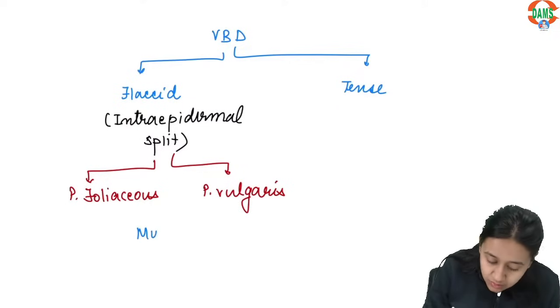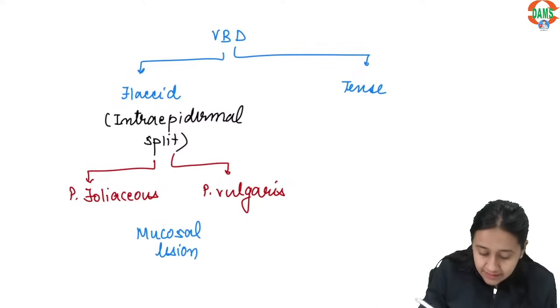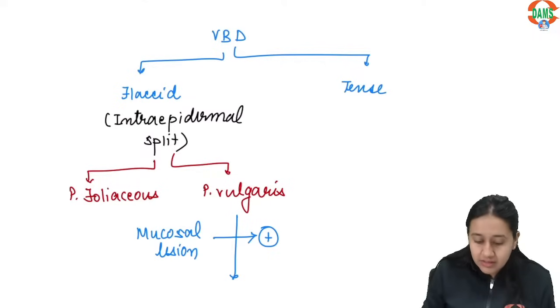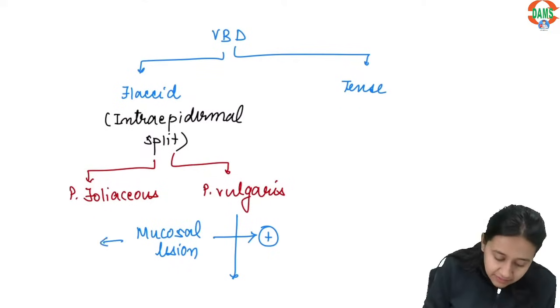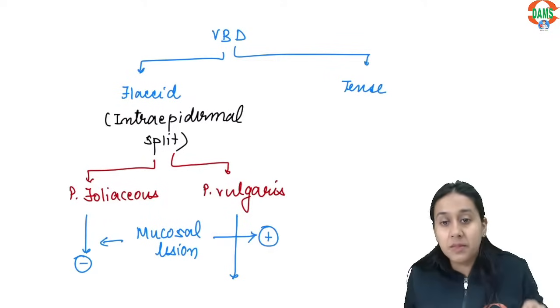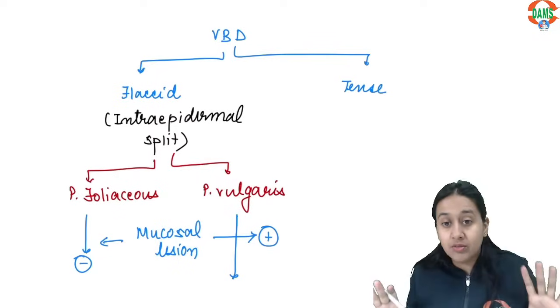Now, when you get the flaccid bulla, the next thing you have to think of is the mucosal lesions. If the question says that flaccid bulla is associated with mucosal lesion, this becomes a patient of pemphigus vulgaris. But if the question says that the mucosal lesions are not present, this becomes a patient of pemphigus foliaceus. So this is a very simple way to solve the question.